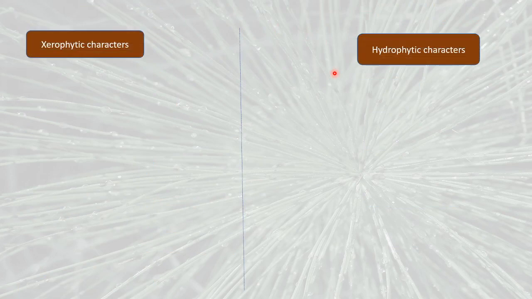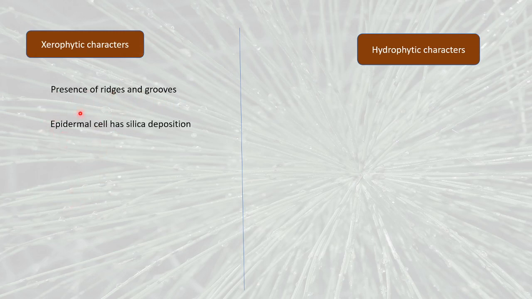Now the last thing for today's lecture that we need to understand is about the difference between xerophytic characters and hydrophytic characters. That is, which are the xerophytic characters that equisetum represents and which are the hydrophytic characters that equisetum shows. So the very first xerophytic character is the presence of ridges and grooves. These ridges and grooves are very important to provide support to the plant.